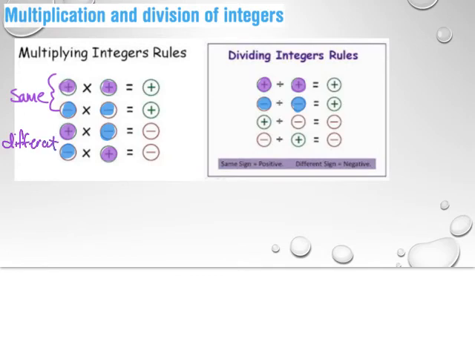So same signs positive, different signs negative. This is only when I'm multiplying and dividing and not when I'm adding and subtracting. So please look at the examples that follow.